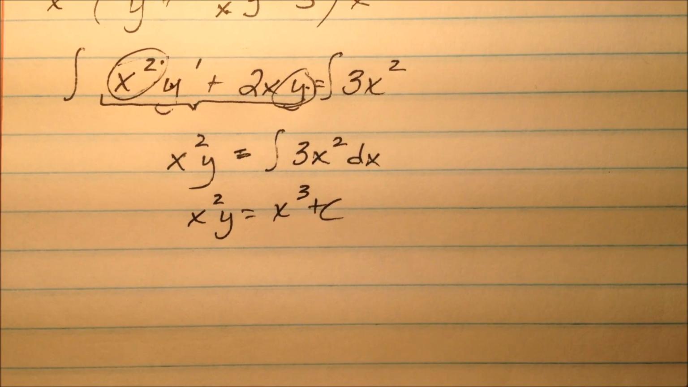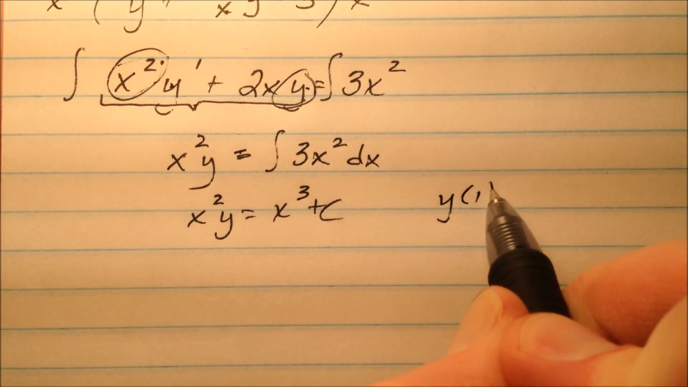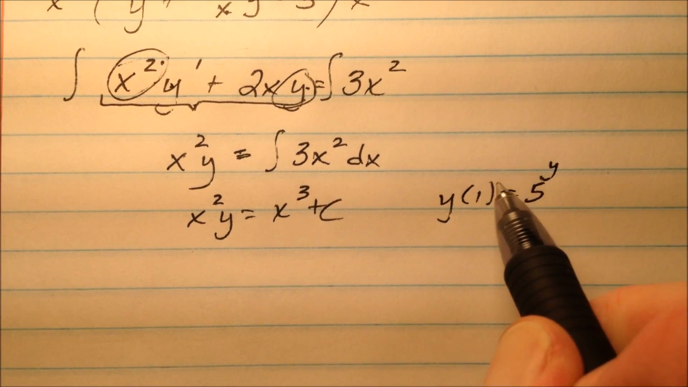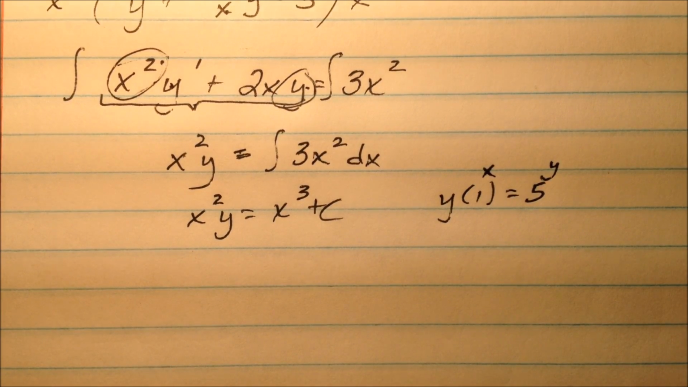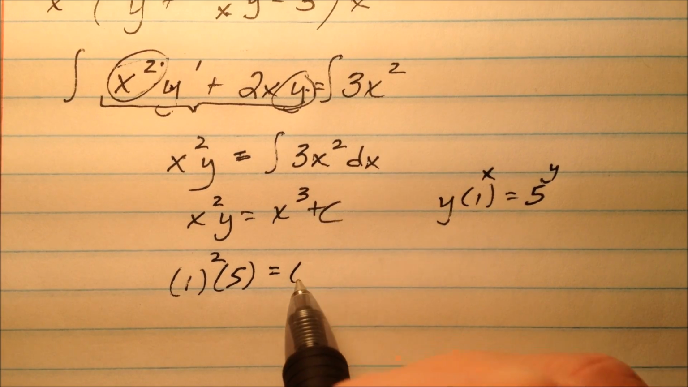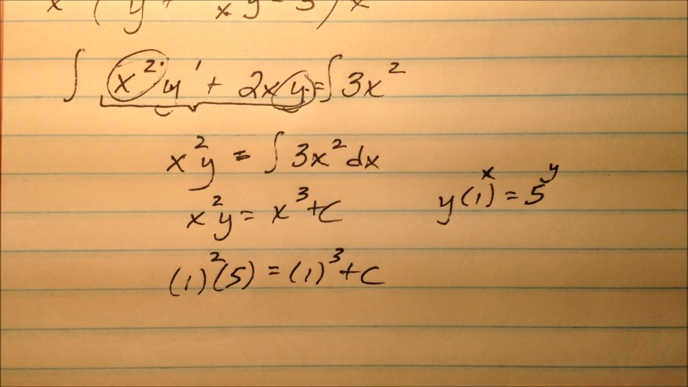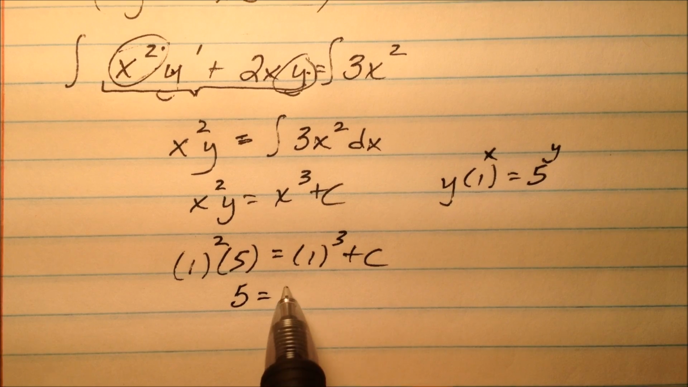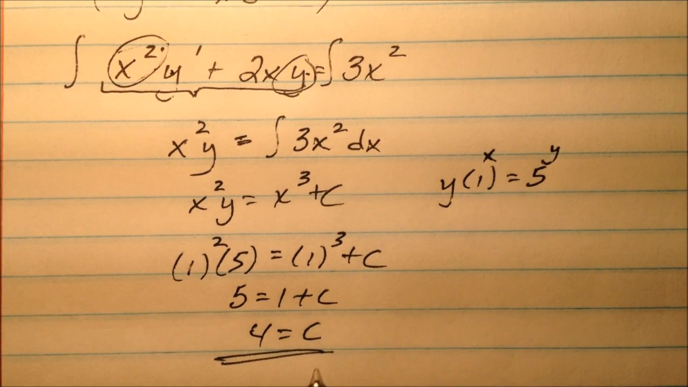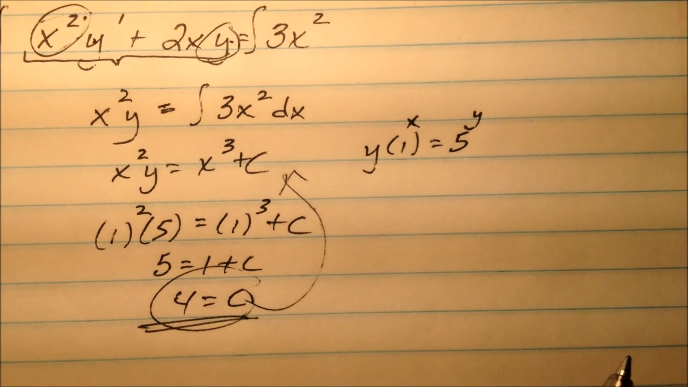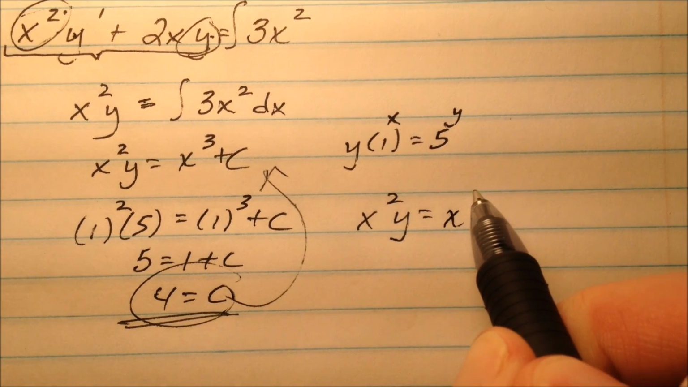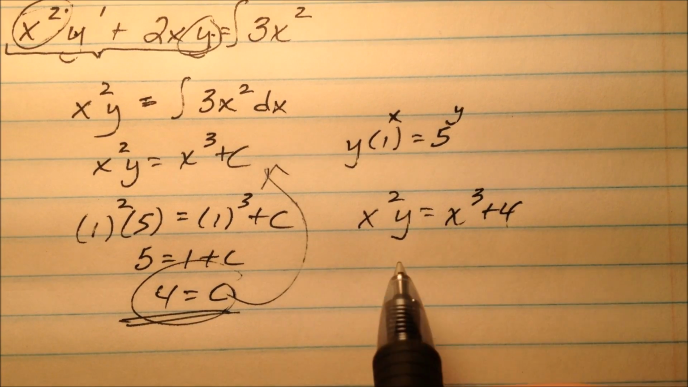Okay, so at this point we could put in our initial condition y of 1 equals 5. So that means my y is 5 and x is 1. Let's go ahead and put that in there. So 1 squared times 5 equals 1 cubed plus c. So 5 equals 1 plus c. So c equals 4. So we can go ahead and plug that right up there for this c. So x squared y equals x cubed plus 4.